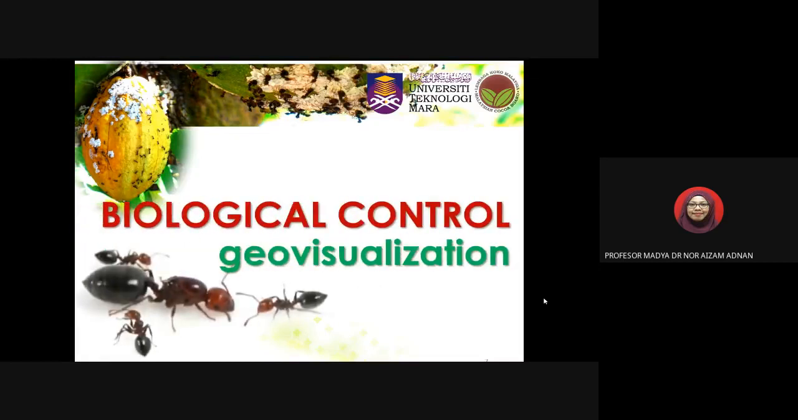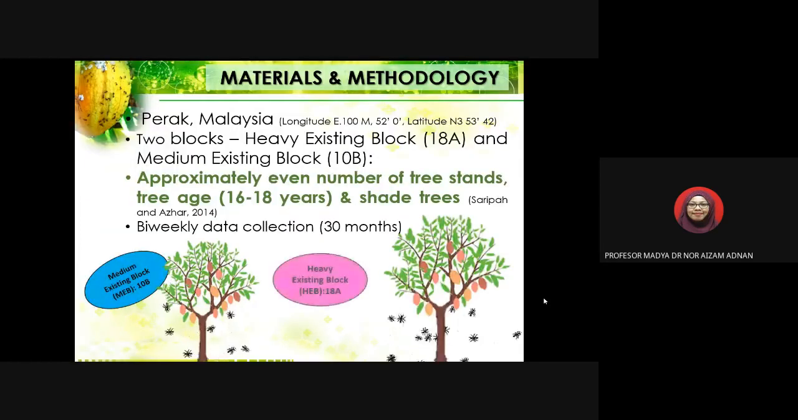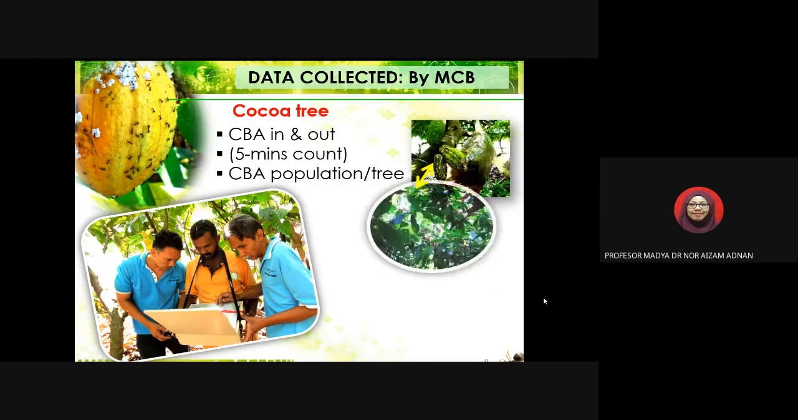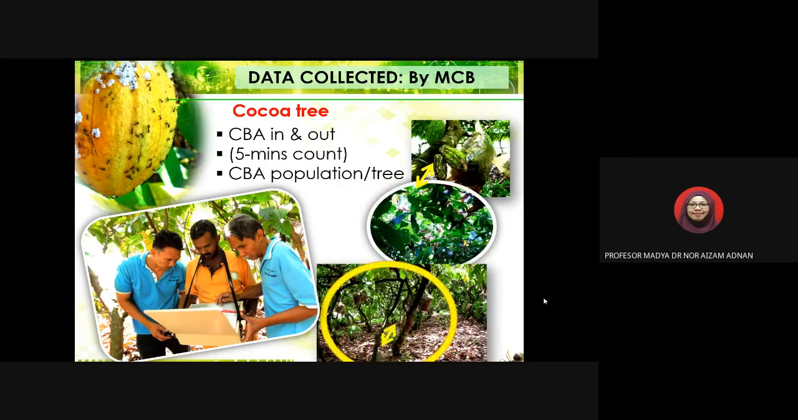For the biological control geovisualization, the study area is situated at the Malaysia Cocoa Board, Bagan Datuk Perak. Two blocks were investigated, with heavy and medium black ant existence. The data were collected bi-weekly for 30 months. CBA going in and out were counted for about 5 minutes each, and the CBA population per tree was recorded.